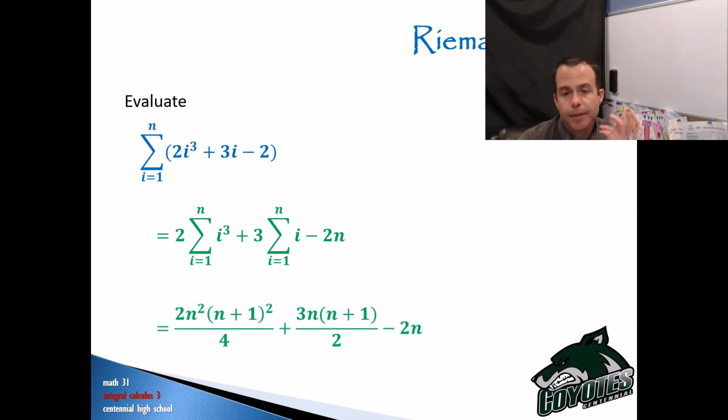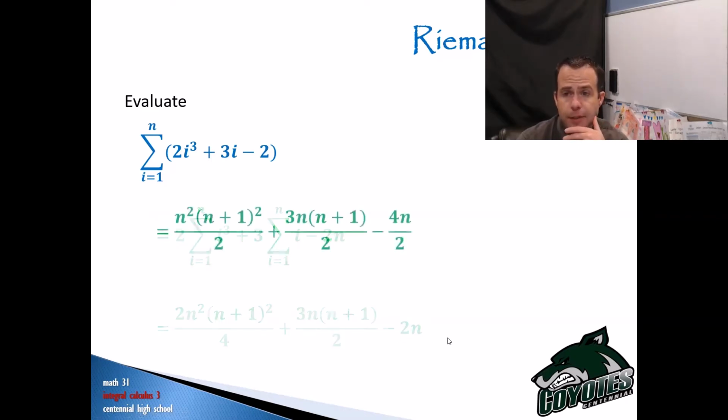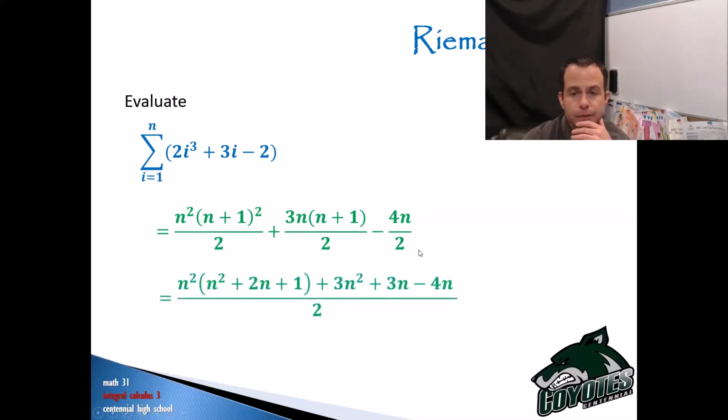I need a common denominator. First of all, this is 2 over 4, so that is 1 over 2, so that'll give me an over 2. Let's change that to 4n over 2 so that everything has a common denominator. There's not a whole lot of common terms to take out. I could take out an n, but right now I'm just going to work on multiplying these out. So n plus 1 squared gives me n squared plus 2n plus 1. This would give me 3n squared plus 3n, and then minus 4n.